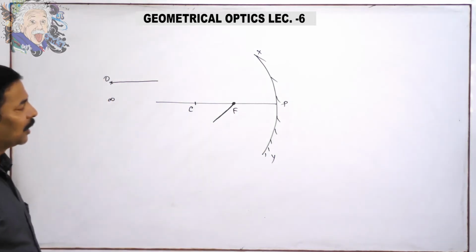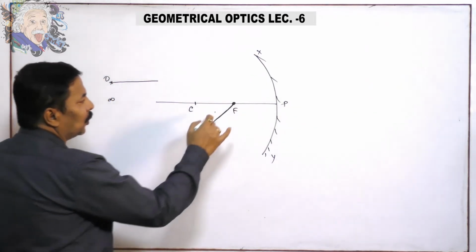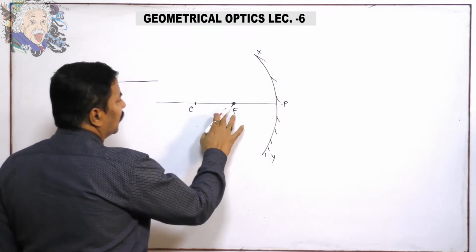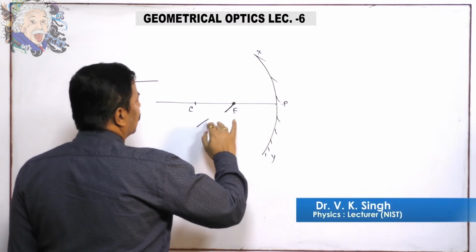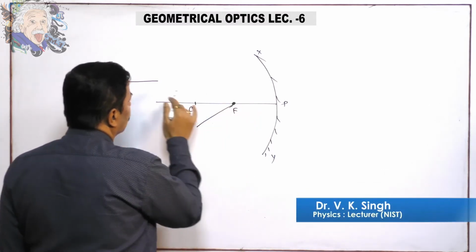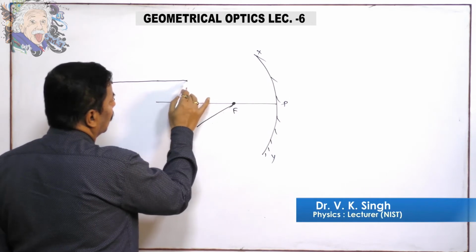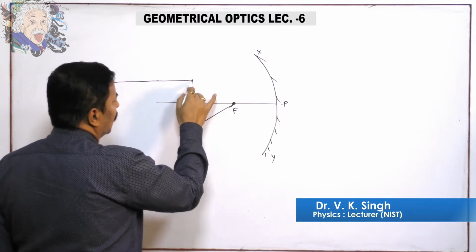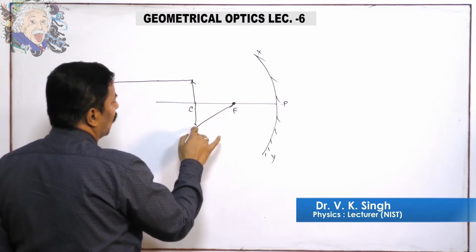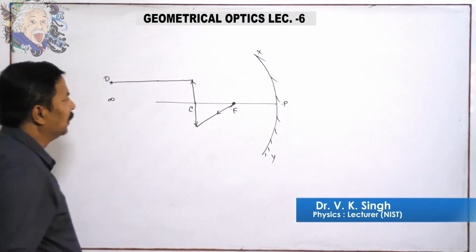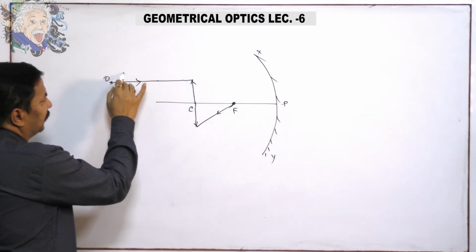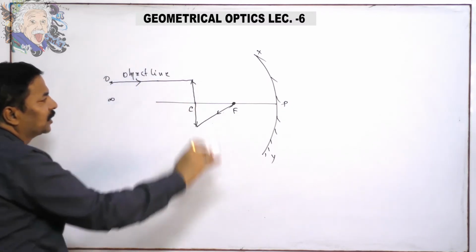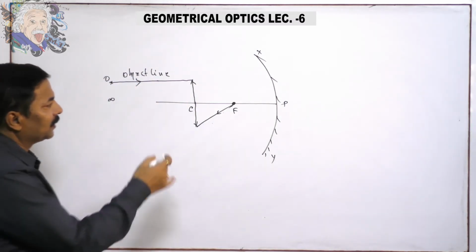in this way. Why have I discussed in this way? Because slowly the size is increasing, and when the object reaches the center of curvature, here you see, the object reaches the center of curvature, the image is also at center of curvature. So you see, this is the object line. Object is moving in this way and image is moving in this way.